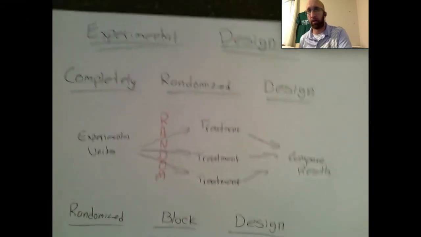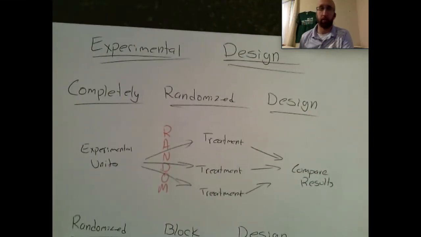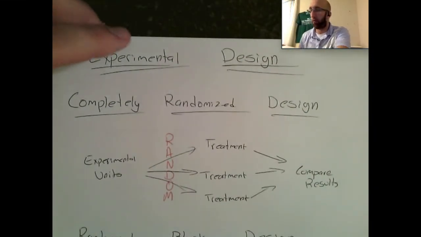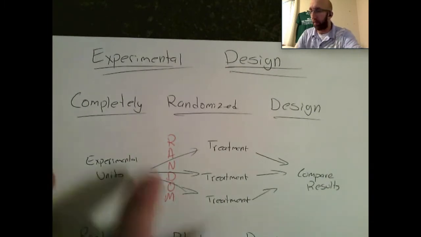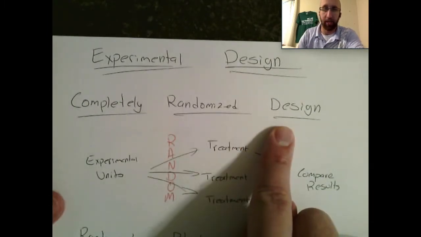Talking about is experimental design. So I'm going to go through the three types of experimental designs we talked about in class. So this is a quick refresher on the three types. So let's get started. So first is a completely randomized design.